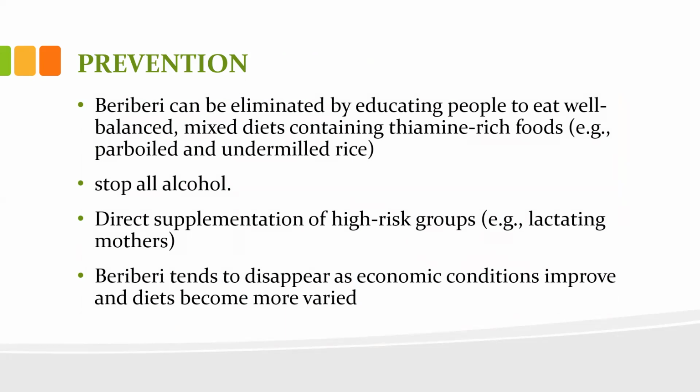Prevention: beriberi can be eliminated by educating people to eat a well balanced mixed diet containing thiamine rich foods, e.g. parboiled and undermilled rice. Stop all alcohol. Direct supplementation of high risk groups such as lactating mothers with thiamine. Beriberi tends to disappear as the economic condition improves and diet becomes more versatile.